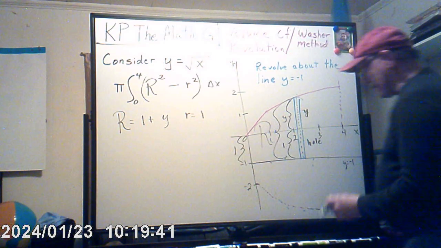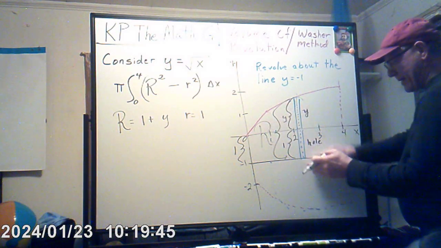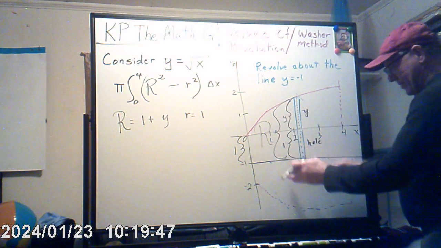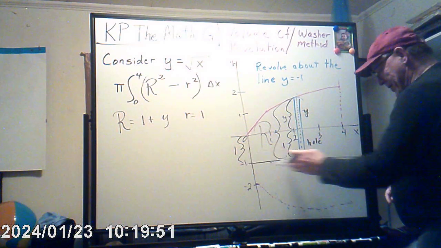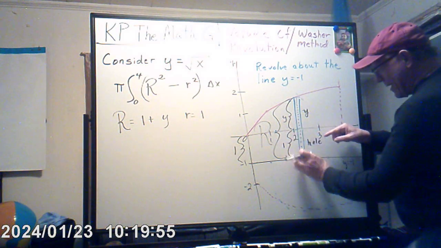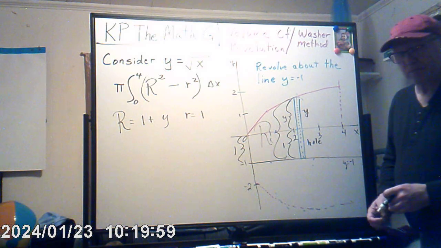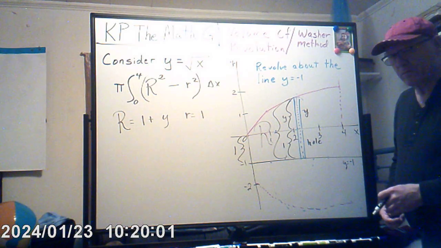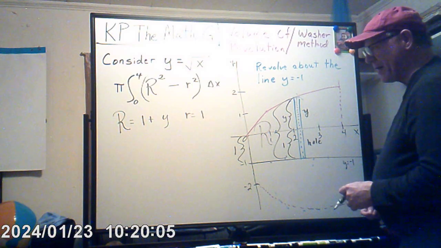Now, granted, if we were going around the x-axis, we wouldn't have a hole. But since we're going around y equals -1, we're going to have a hole right here. That's 1 unit wide. The radius is going to be equal to 1.